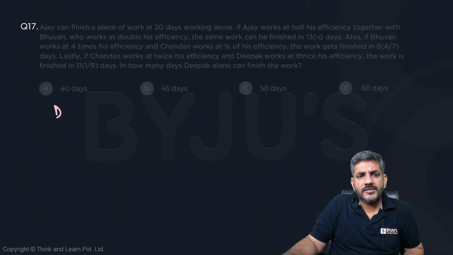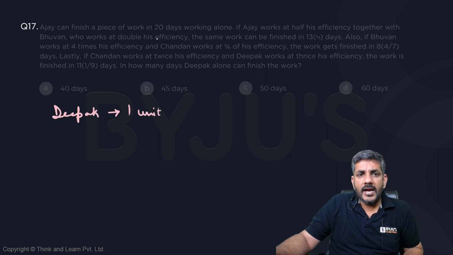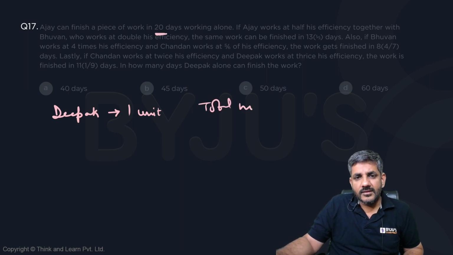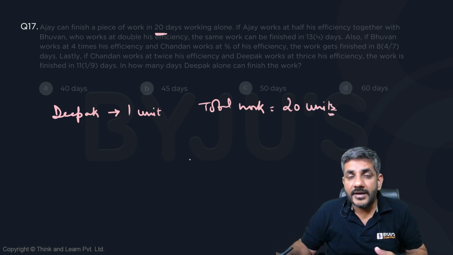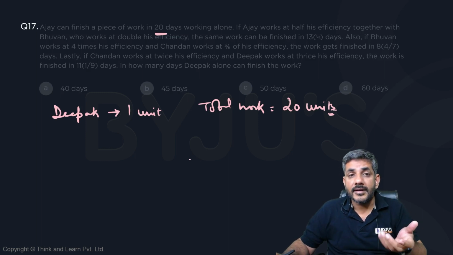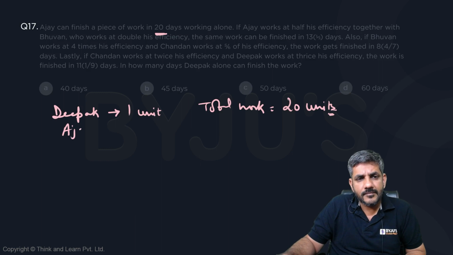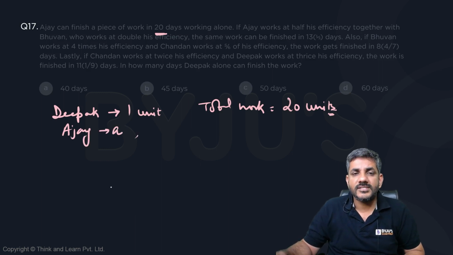Let us assume the efficiency of Deepak is that he can make 1 unit in a day, right? And he can finish the job in 20 days. So I can say the total work is to make 20 units. If Deepak can make 1 unit in a day and he can complete the job in 20 days, so the job is of 20 units. Now let's talk about Ajay. Let us assume that Ajay makes A units in a day. What does the question say?